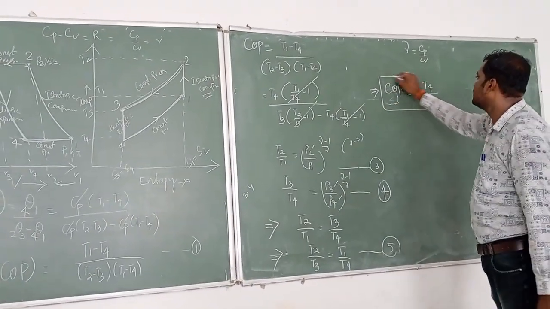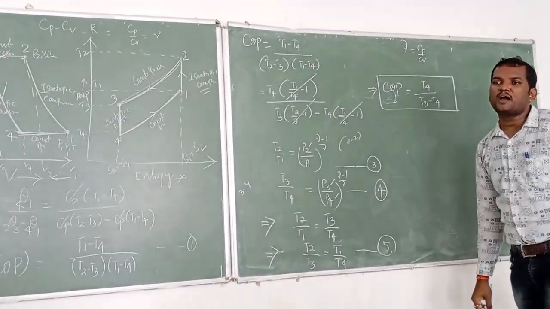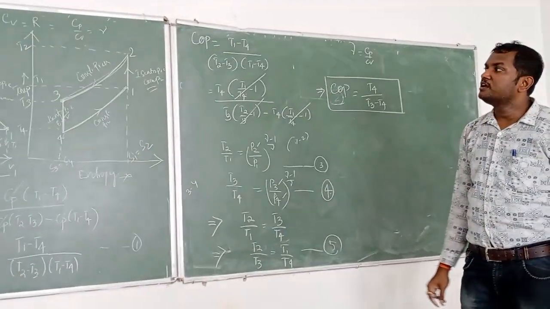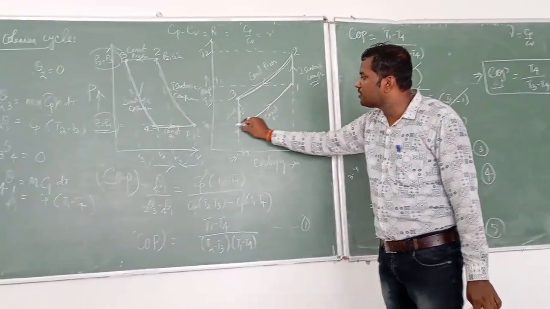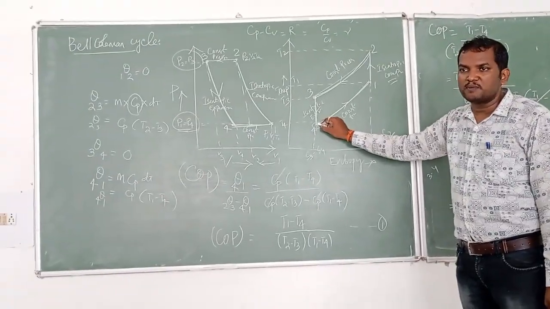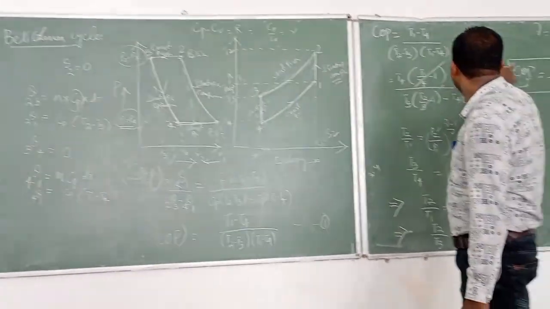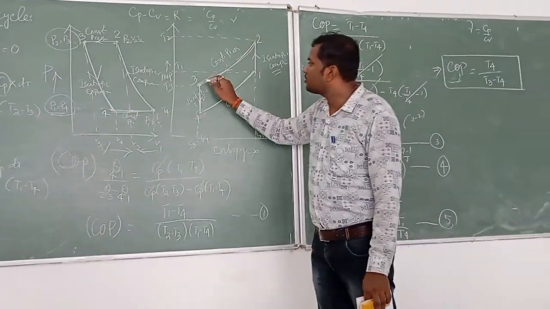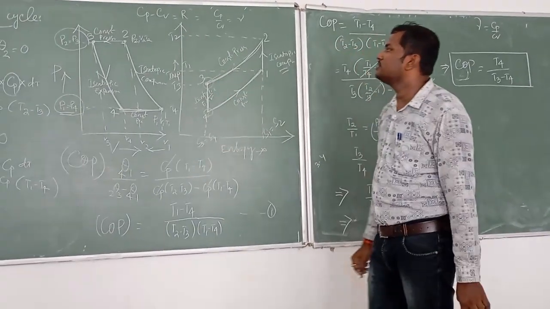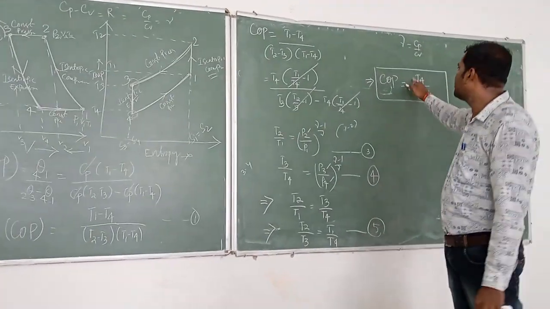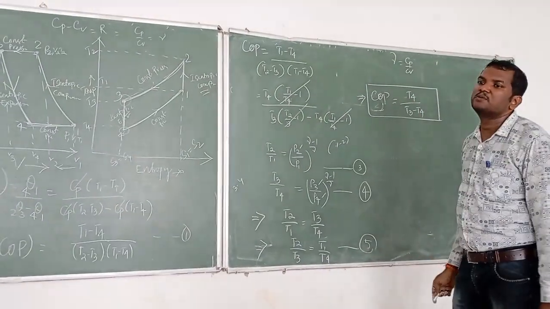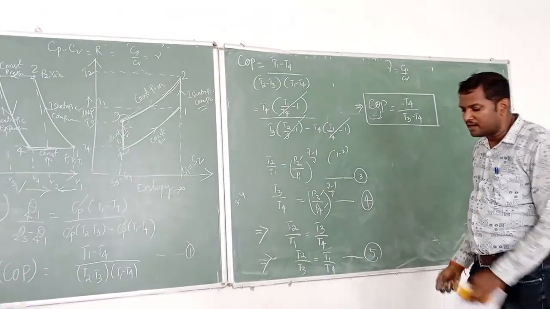COP of this cycle is to write down T4 by (T3 minus T4). T4 क्या होता है? T4 टेम्परेचर आफ्टर आइसेंट्रोपिक एक्सपेंशन के बाद जो टेम्परेचर होता है, T4. T3 क्या होता है? आपका कांस्टेंट प्रेशर में 2 to 3 प्रोसेस के बाद आ रहा है T3. दो पॉइंट इंपॉर्टेंट है, टेम्परेचर एट द पॉइंट 4, टेम्परेचर एट द पॉइंट 3. समझ में आ रहा है T4?